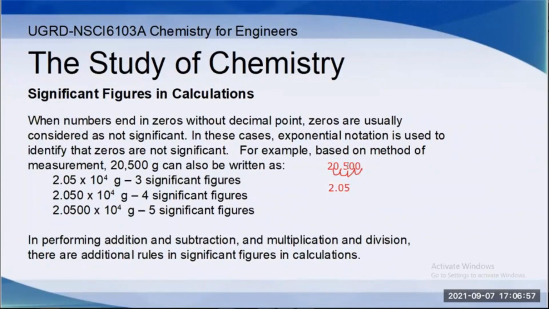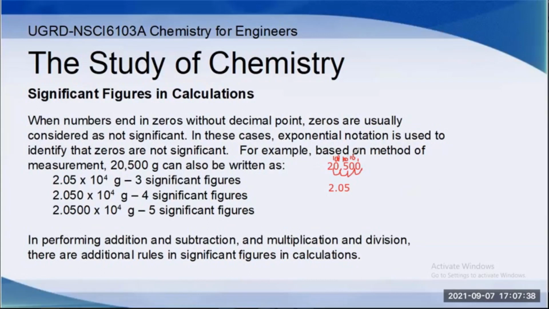But is 2.05 right? No, because this is 20,500, so it will not be equal. So what we will do is multiply it by a certain number. What is that number? Remember that these place values are represented by this. This is the ones, this is the tens, the hundreds, the thousands, 10,000s, 100,000s, millions, and so on.